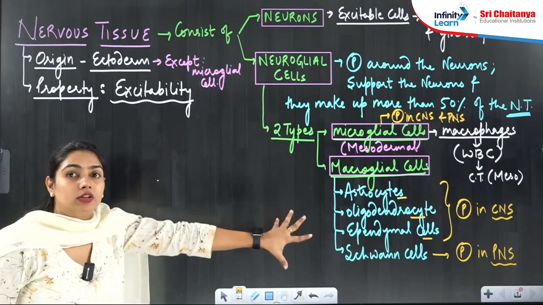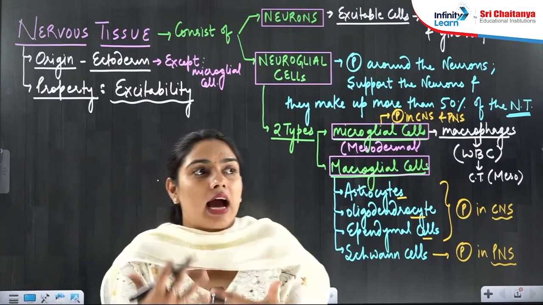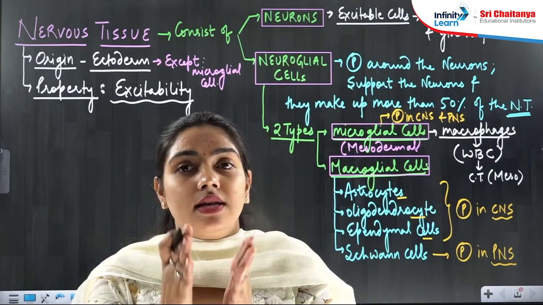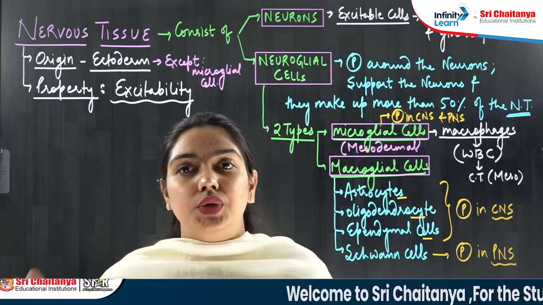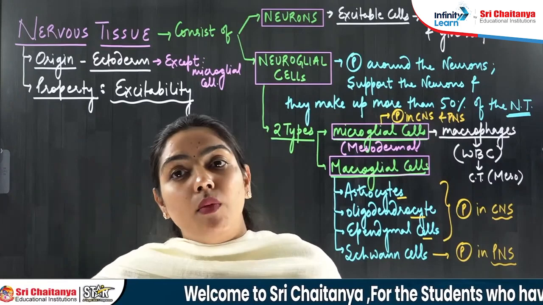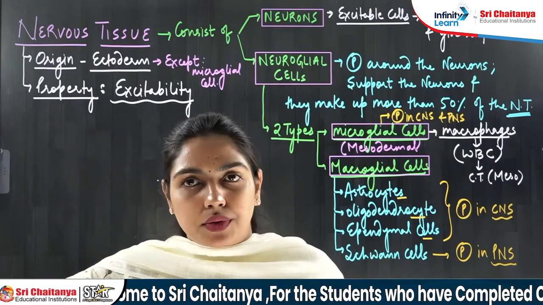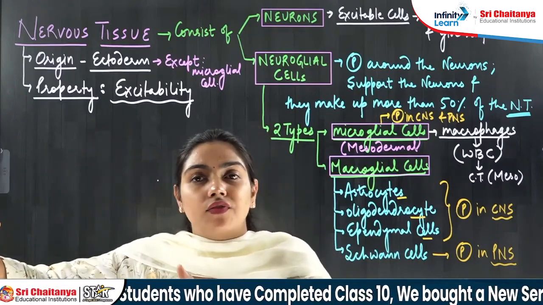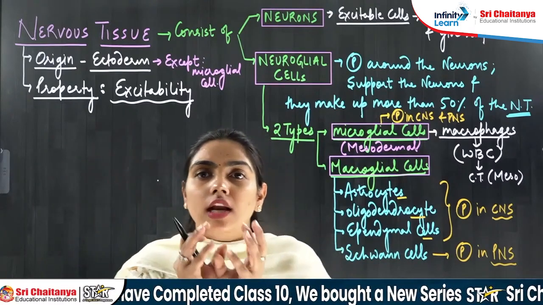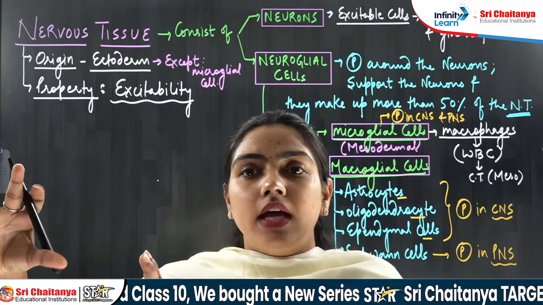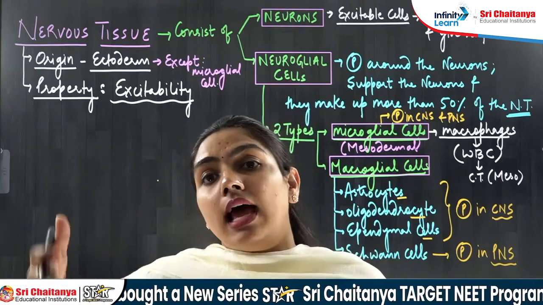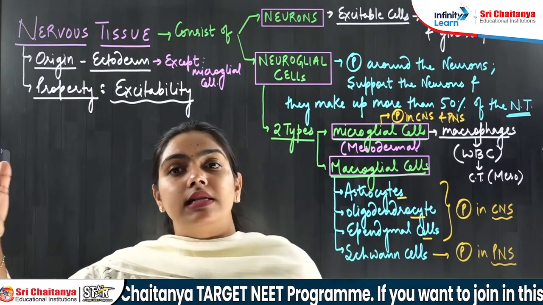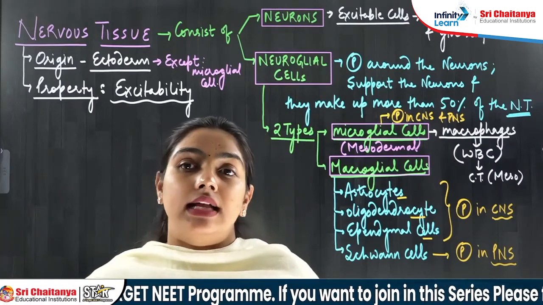You understood about the cells. Cells only are forming the tissue. So this is our nervous tissue. Nervous tissue has neurons and neuroglial cells. Which cells are more? Neuroglial cells are more than neurons, right? Then neuroglial cells are of different types. One is small, microglial. One is big, macroglial. Macroglial has different types: astrocyte, oligodendrocyte, ependymal cells and Schwann cells.